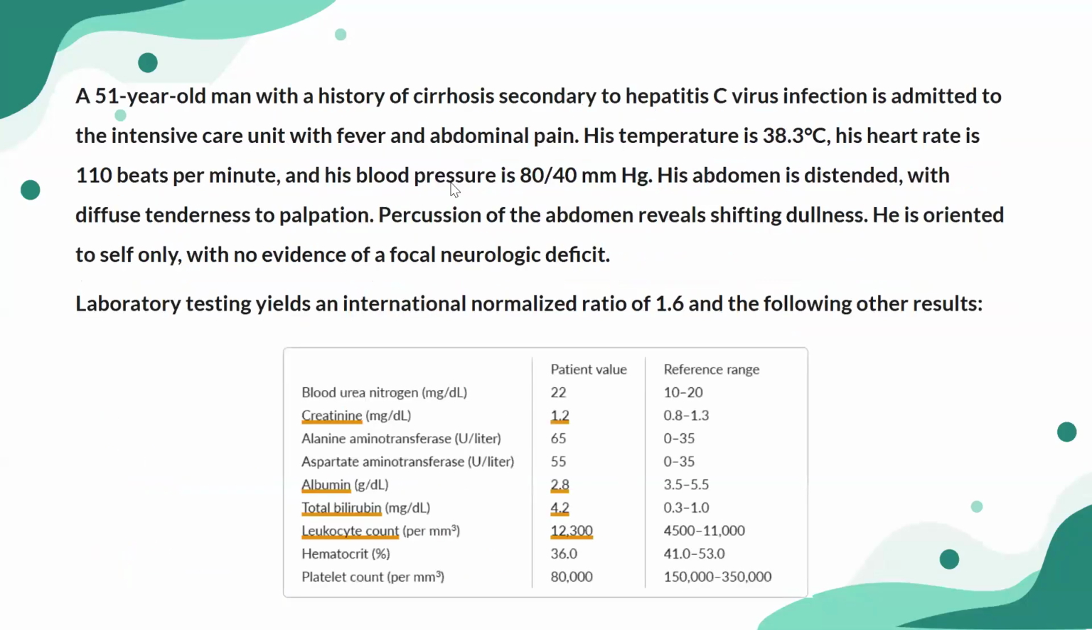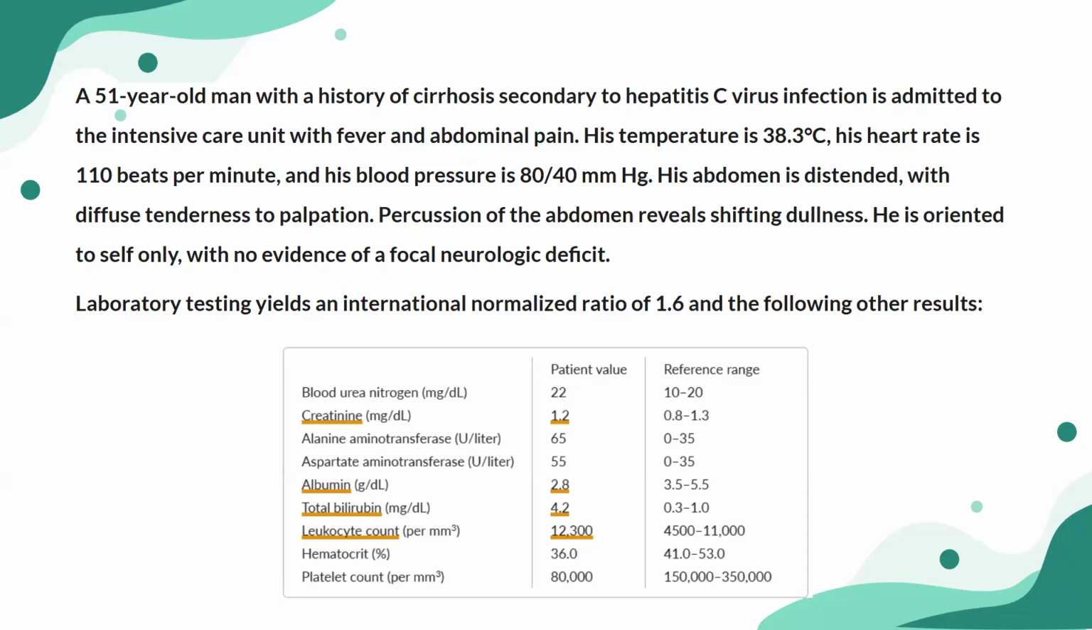All right, next question. A 51-year-old man with a history of cirrhosis secondary to hepatitis C virus is admitted to the ICU with fever and abdominal pain. His temperature is 38.3 degrees and his heart rate is 110 beats per minute. His blood pressure is 80 over 40, which is very low, and his heart rate is high, and he has a fever, right? His abdomen is distended, with diffuse tenderness to palpation, and percussion of the abdomen reveals shifting dullness. So there you go. We know that it's ascites, we know that he has a fever, we know that he has pain. So the stem of the question is very similar to the one that we just did, right? He is oriented to self only with no evidence of a focal neurological deficit.